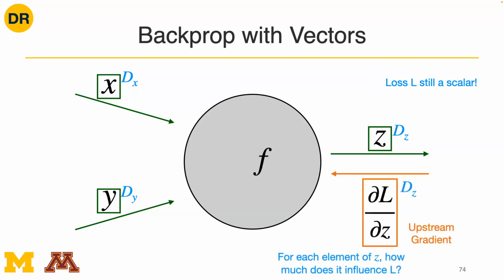Our loss, importantly, always for this class, is going to be a scalar. So we don't have to worry about multidimensional losses. If our loss is a scalar, the first thing we can observe is that our upstream gradient for this specific function is going to be the same dimension as the output of this function, so it's also of dimension d sub z. The way to think about that is because this upstream gradient is still measuring, for every element of z, for which there are d sub z elements, how the scalar loss will change.